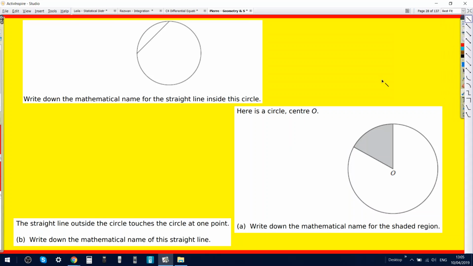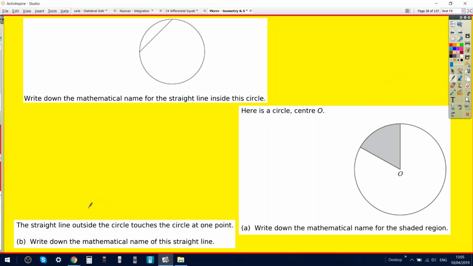Okay. What would be bottom left? Straight down. Oh, that's the tangent. Yeah.